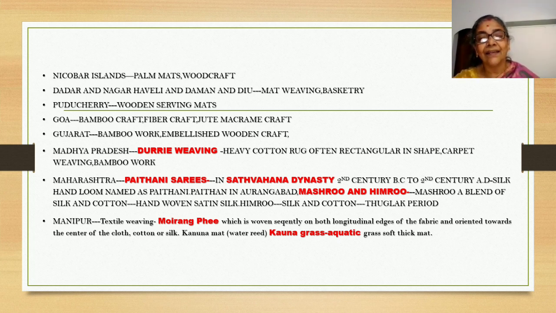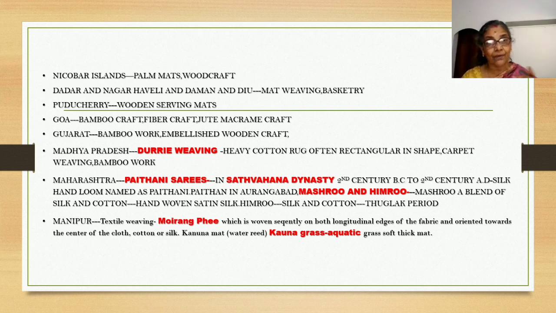And then comes again the himru. Himru is also a blend of cotton and silk, but it originated during the Tughlaq period. And the Tughlaq period is related to the shifting of the capital from Delhi, that you know. Then comes Manipur. Manipur, it is the textile weaving which is famous for moirangpi, which is woven sequentially on both the longitudinal edges.